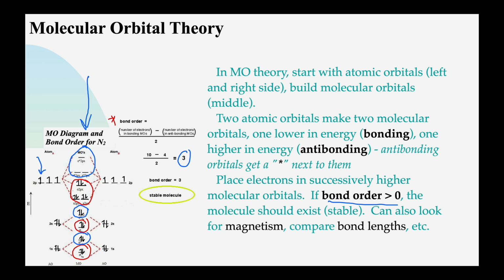Finally, if you had different bond orders, you can actually compare bond lengths. And I won't do that a lot right now, but as bond order goes up, the bond length goes down. So if you had a bond order 3 and a bond order 2, the smallest bond order would be the largest length, and the biggest bond order would be the smallest length. You can also use bond energy. Bond order goes up, bond energy goes up.